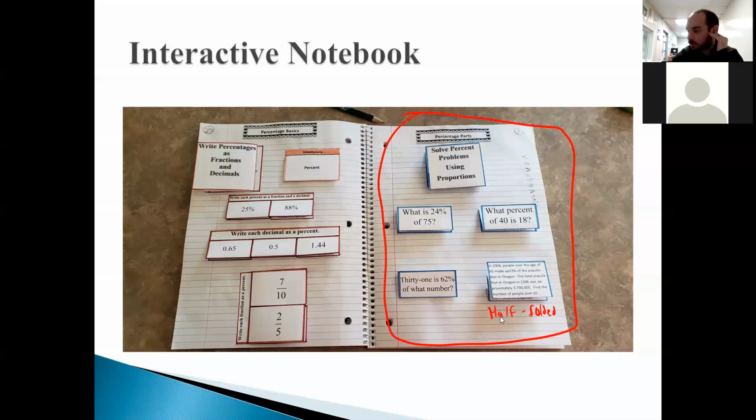How's it going, Soul? So we're working on our interactive notebook, Soul. You just need the next page in your packet. It's the one that's titled percentage parts. And at the top, solve percent problems using proportions.